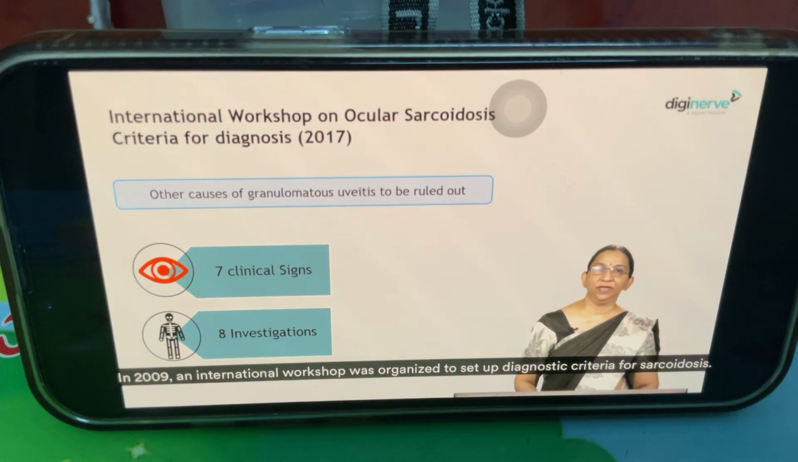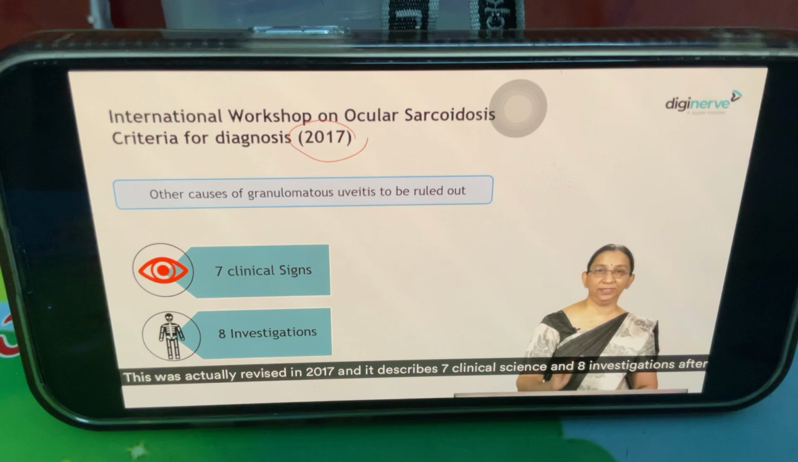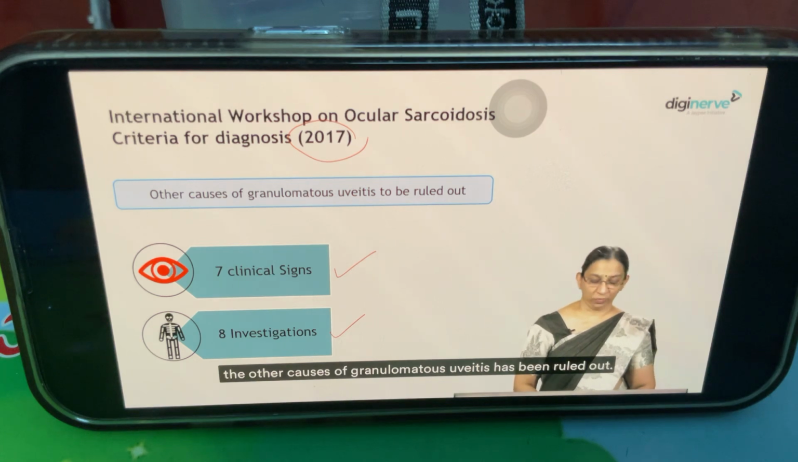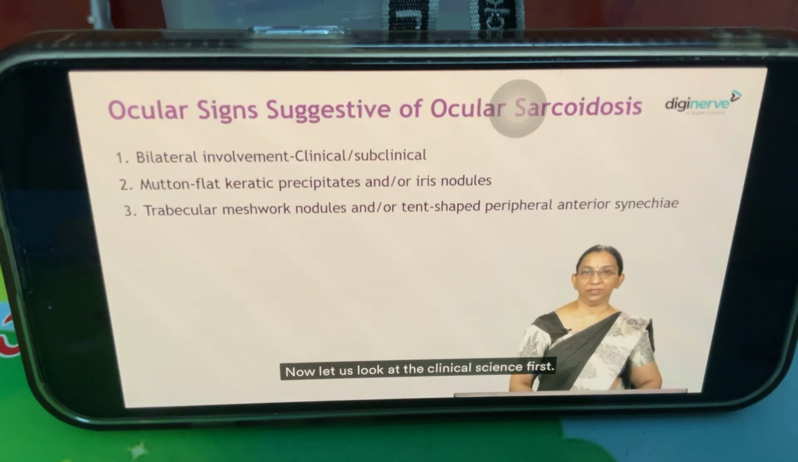In 2009, an international workshop was organized to set up diagnostic criteria for sarcoidosis. This was actually revised in 2017 and it describes 7 clinical signs and 8 investigations after other causes of granulomatous uveitis have been ruled out. Now let us look at the clinical signs first.